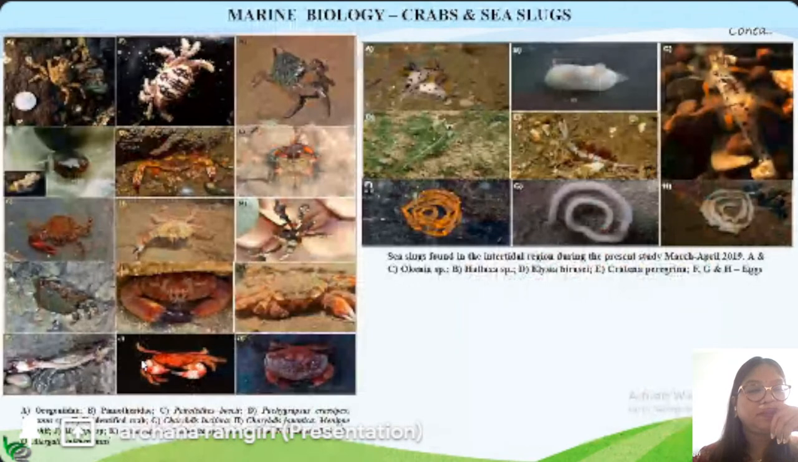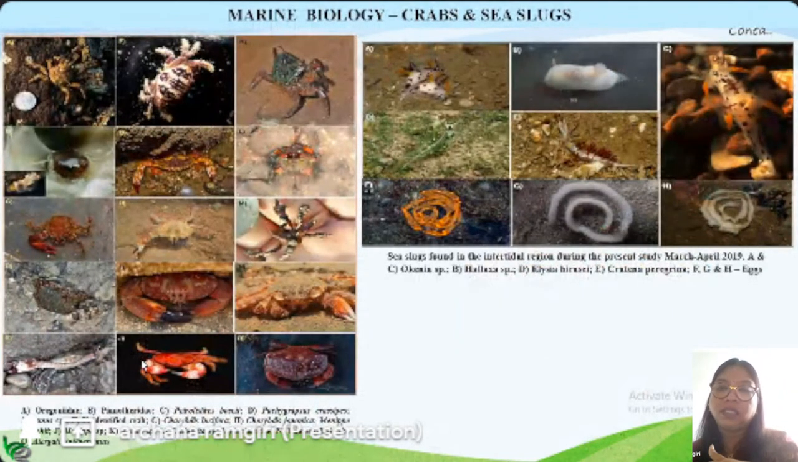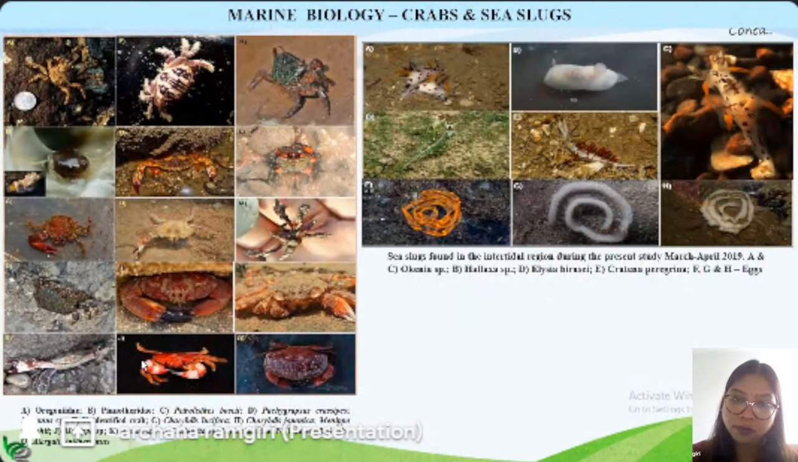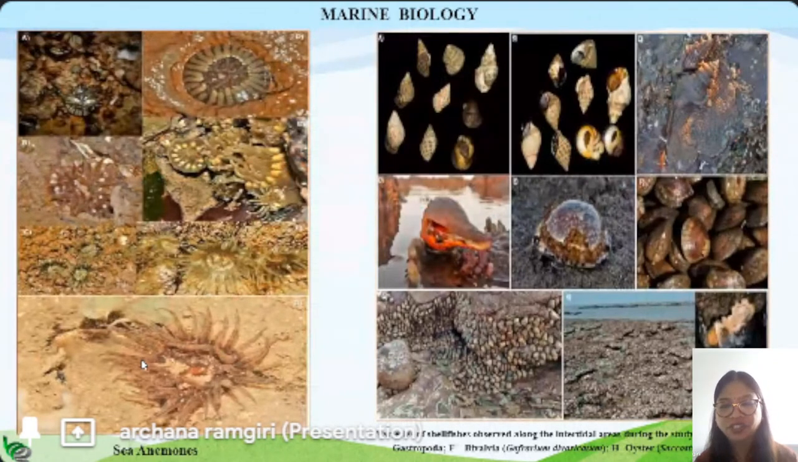These are some other species, crabs and seagulls in this area. There are some names of those species. These are sea animals and some shellfish, along with the intertidal areas during the studies. Varieties of shellfish we can see here.